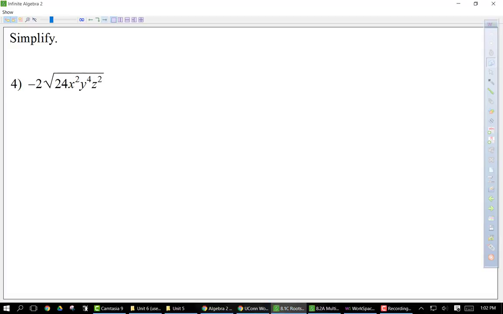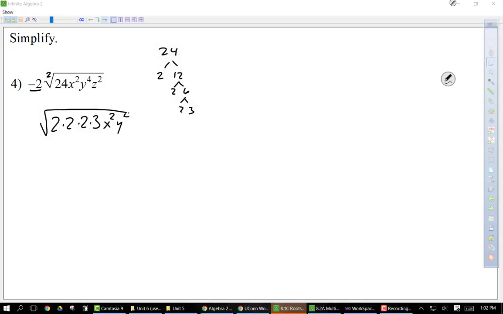All right, let's go number 4 here. I skipped number 3, that's all right. Now you notice I have some different ones here. Again, it's a square root, okay, but I have a negative 2 out front. We'll deal with that in a little bit. I'm going to start with my number 24. I'm going to say 2 and 12, 2 and 6, 2 and 3. So I can rewrite this as 2 times 2 times 2 times 3, x squared, y to the 4, z squared, with that negative 2 popped out. And remember, it's a square root, so I got the 2 there. You don't have to write it, but just to make sure you know what you're doing.